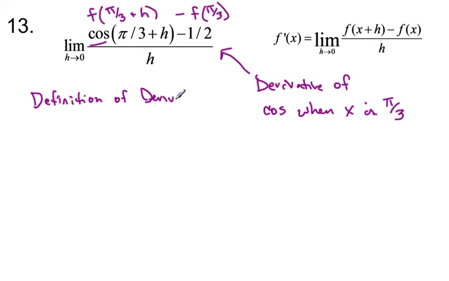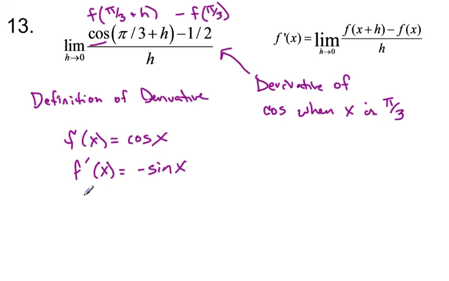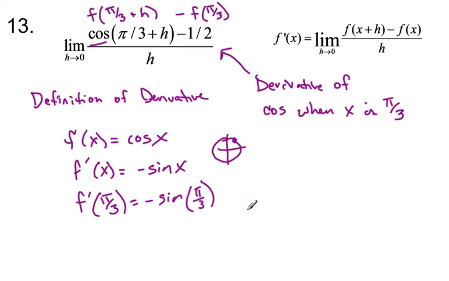So when I work out this problem, I say, well, my function is cosine x. The derivative of cosine I have memorized. It is negative sine x. And I'm interested in this derivative at pi over 3. So I take the negative sine of pi over 3. With a quick drawing of my unit circle, I can see I'm going to be right up there. That's going to be root 3 over 2, so my answer is negative root 3 over 2.